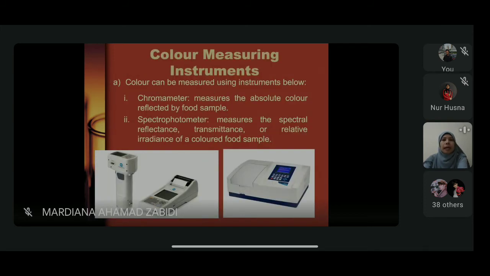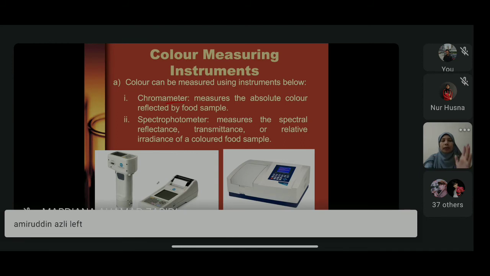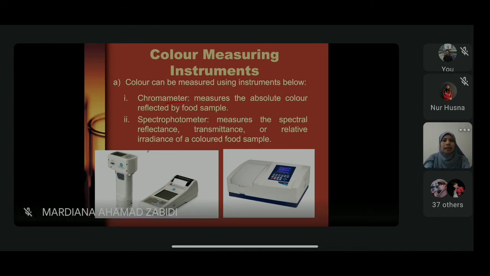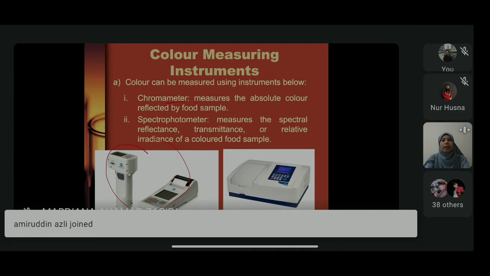Alright, then we have the color measurement instruments. For color measurement instruments, we have two types. This one I've mentioned just now as well. One is the chromameter. The chromameter is the one that you have in your lab. It's very simple. That's why most industries have this kind of chromameter. The chromameter is the one in the picture on your left hand side. And this chromameter measures the absolute color reflected by the food sample.